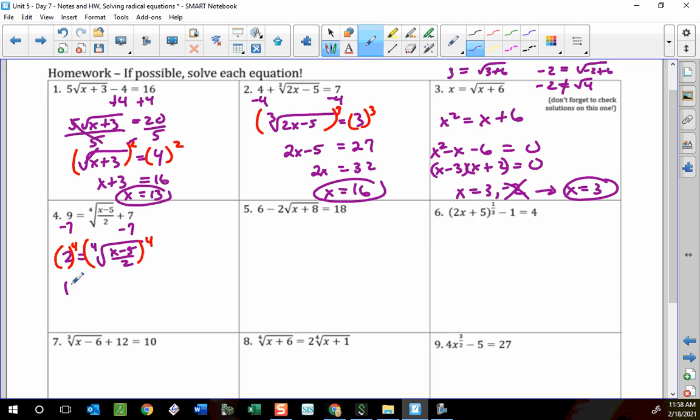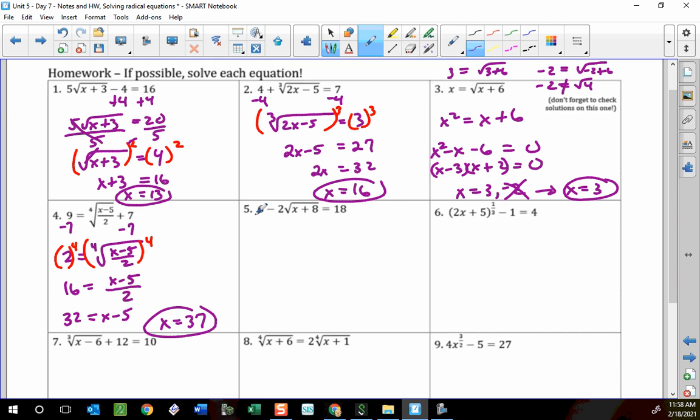So that would be 16 over here equals x minus 5 over 2. And that's because the whole fraction was in the radical, so I had to do that first. All right, so I'm going to multiply this 2 over here, so get 32 equals x minus 5. Just multiply both sides by 2 and add 5, so I get x equals 37.